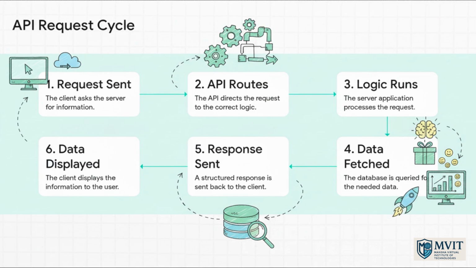And this whole thing follows a super clear cycle. Your phone or browser sends a request. The API grabs it and sends it to the server. The application figures out what to do, maybe grabbing some data from the database. Then the server packages it all up in a neat little response and sends it back through the API to your screen. And this entire round trip, it happens in the blink of an eye.